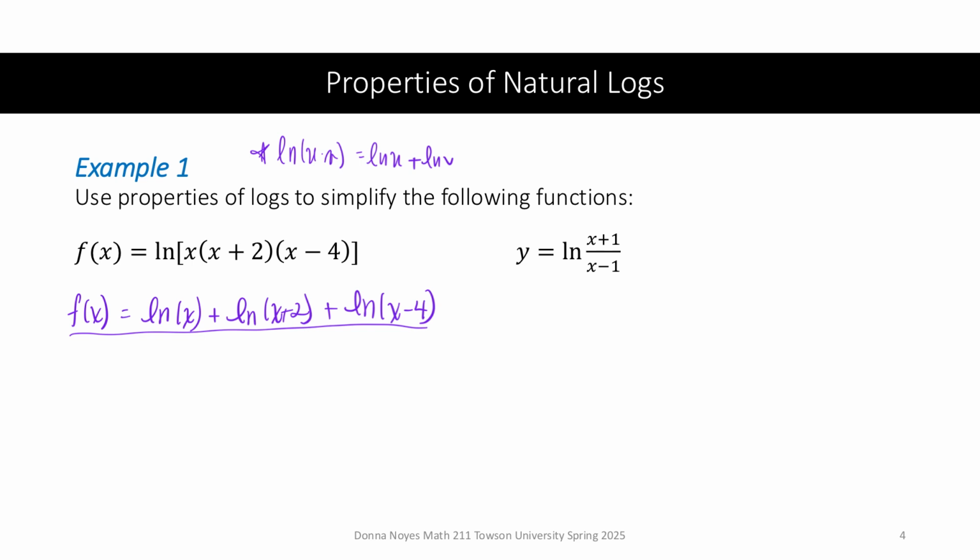And we're going to try another one, this time with a division. So if I have y as a natural log of x plus 1 divided by x minus 1, then we're going to use the rule that said the natural log of u over v was the natural log of u minus the natural log of v. So we're simply going to say here that y is the natural log of x plus 1 minus the natural log of x minus 1. And again, because we have a plus or a minus inside the natural log, we're all done.